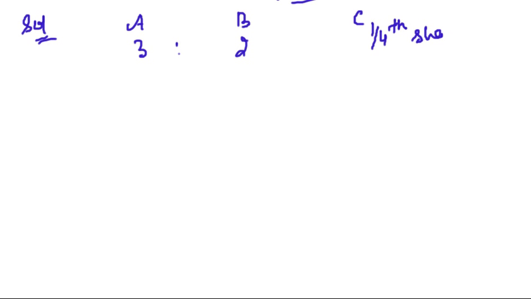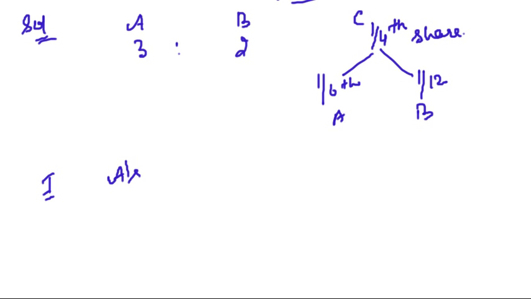Let's first of all write down the facts. There are two partners, A and B. They are sharing profits in the ratio of 3:2. New partner C is admitted for 1/4 share. He is taking this 1/4 share, 1/6 from A and 1/12 from B. Right? Now I told you that the first step is to calculate sacrificing ratio.